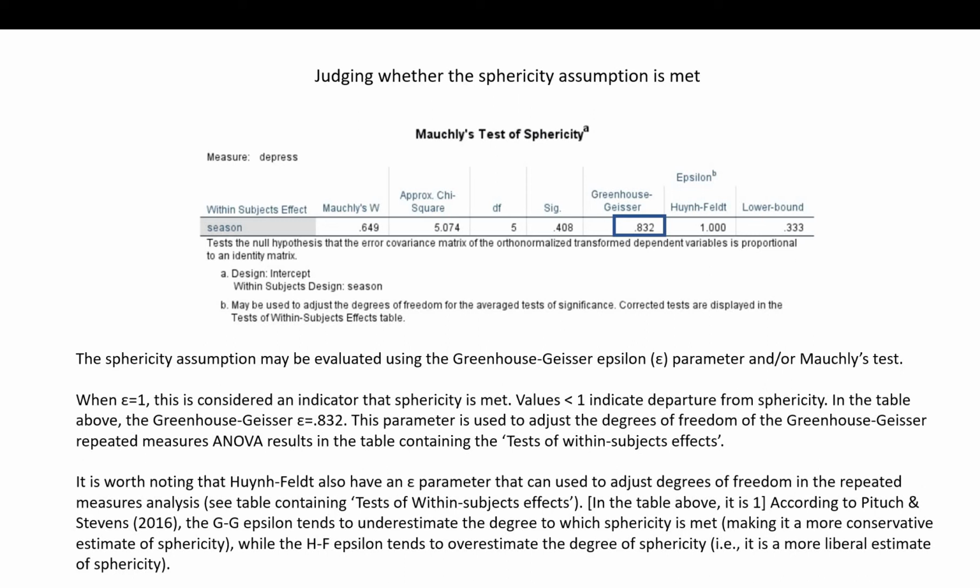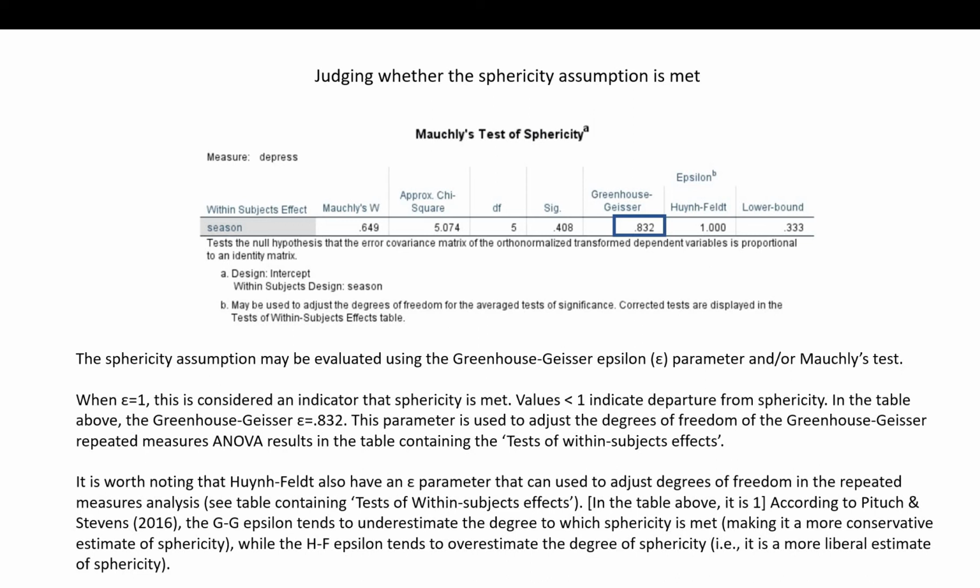Okay, so the sphericity assumption can be evaluated using the Greenhouse-Geisser epsilon parameter that you see in the table above, and Mauchly's test. So starting off with the epsilon parameter, when it is equal to 1, this is considered an indicator that the sphericity assumption is met, and values less than 1 indicate departures from sphericity. In the table above, our Greenhouse-Geisser epsilon parameter is 0.832, and this parameter is what is used to adjust the degrees of freedom in the repeated measures ANOVA, or the univariate ANOVA results, using a Greenhouse-Geisser adjustment.